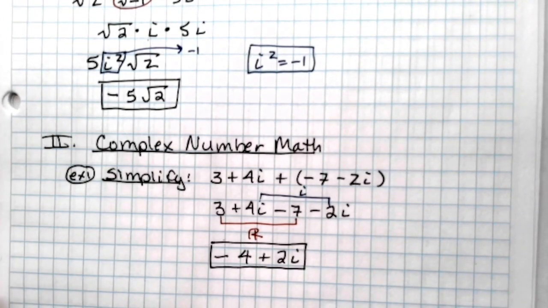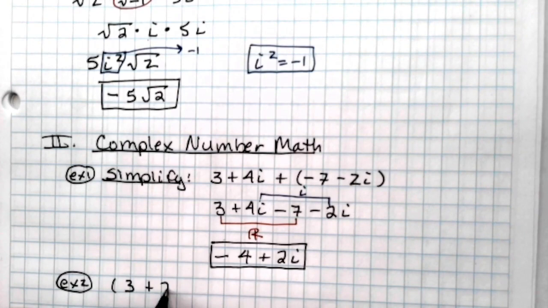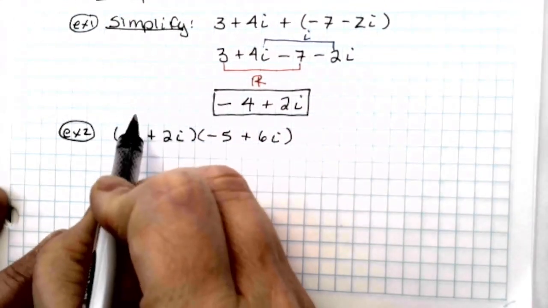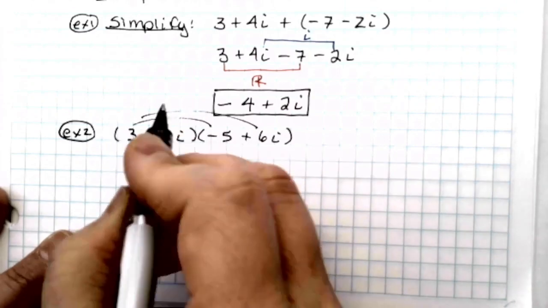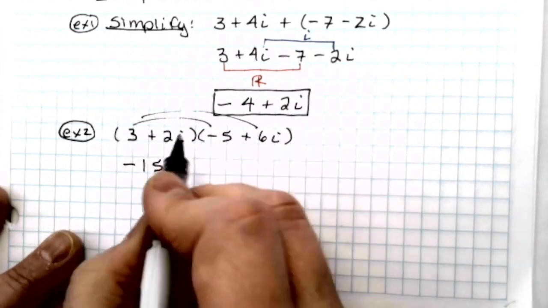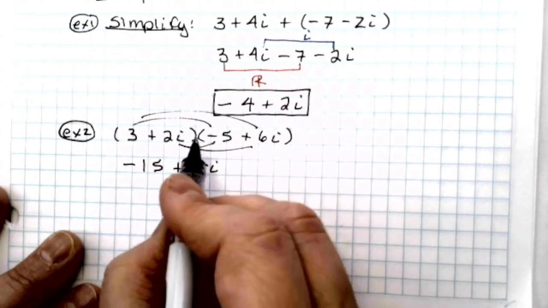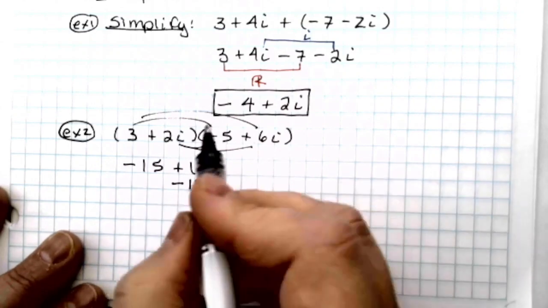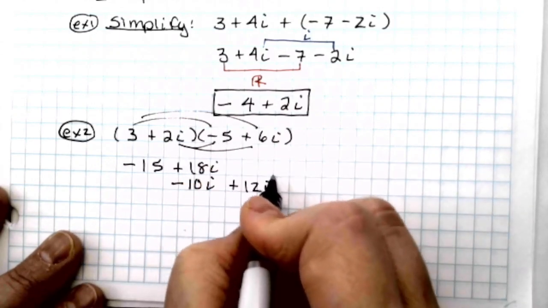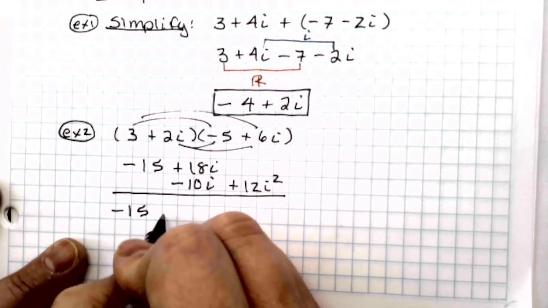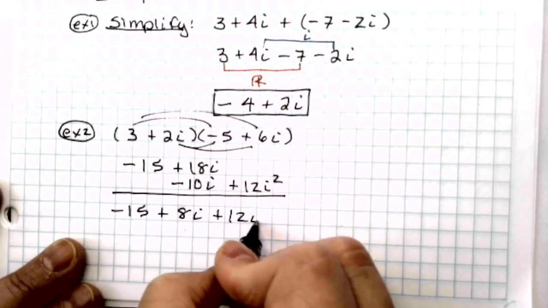All right, let's do another one. Example 2. We're going to multiply 3 plus 2i times negative 5 plus 6i. So again, this is just like what we've practiced. We're going to distribute the 3. So 3 times negative 5 is negative 15. 3 times 6i is 18i. Now we're going to distribute the 2i. 2i times negative 5 is negative 10i. 2i times 6i is 12i squared. Draw a line and add like terms. So we have negative 15 plus 8i plus 12i squared.